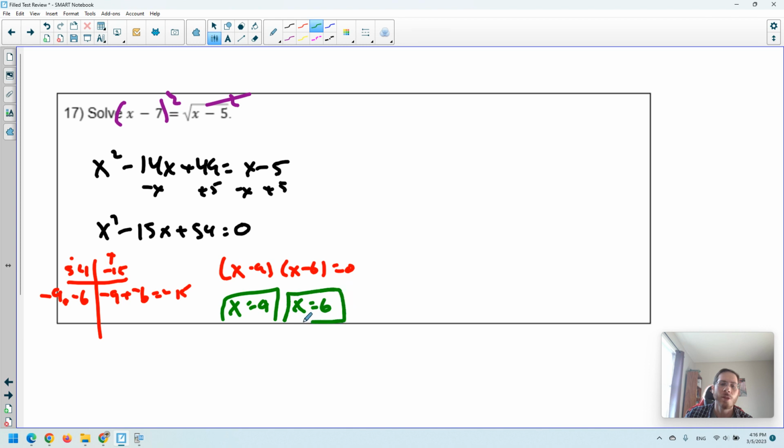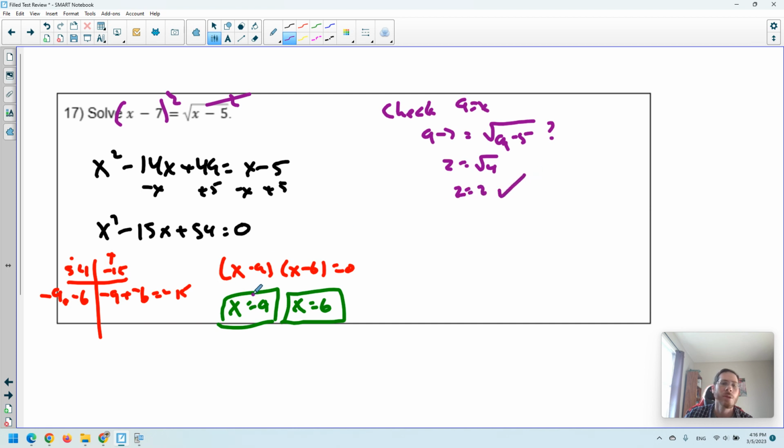All right, so we got our two answers, but remember in this section, we need to double check them. We need to check to see if any of them are extraneous. So let's check. So x equals 9, we'll check first. So 9 minus 7 equals square root 9 minus 5. 2 equals square root of 4. 2 equals 2. Yes, that one's good. I like that one as an answer.